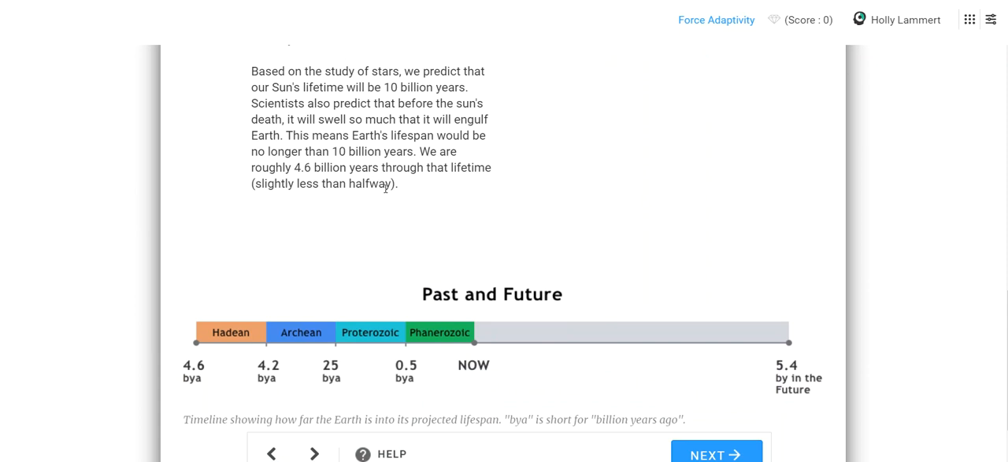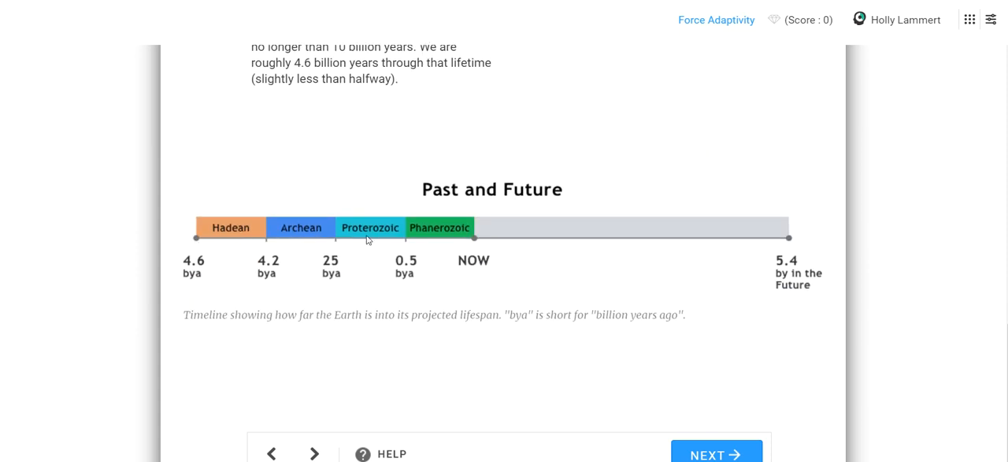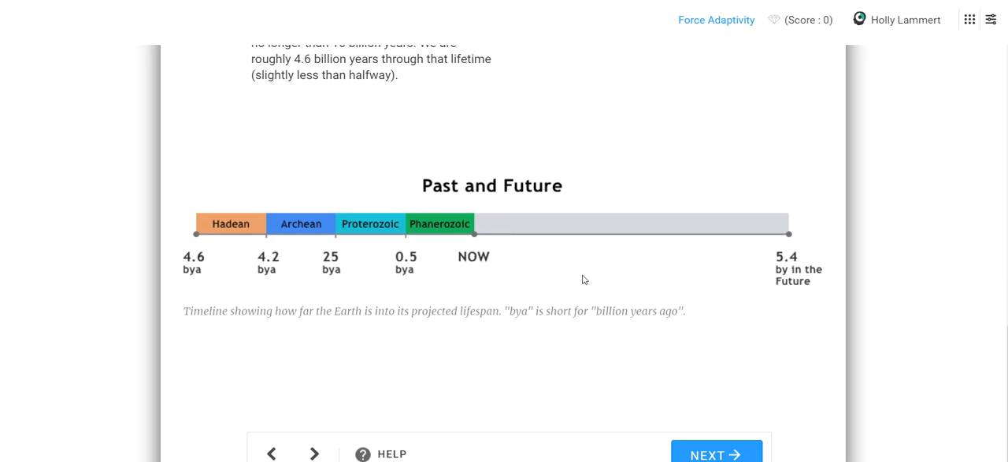Based on the study of stars, we predict that our sun's lifetime will be 10 billion years. Scientists also predict that before the sun's death, it will swell so much that it will engulf Earth. This means Earth's lifespan could be no longer than 10 billion years. We are roughly 4.6 billion years through that lifetime, slightly less than halfway. Okay, and this is a cool graphic, so this is all that's happened. And then this is the future, this blank gray slate. What will happen in that future is the question.